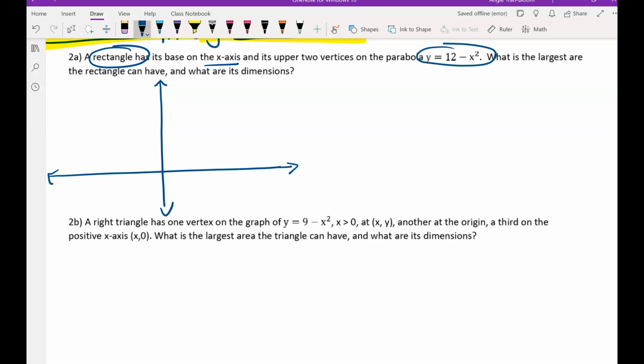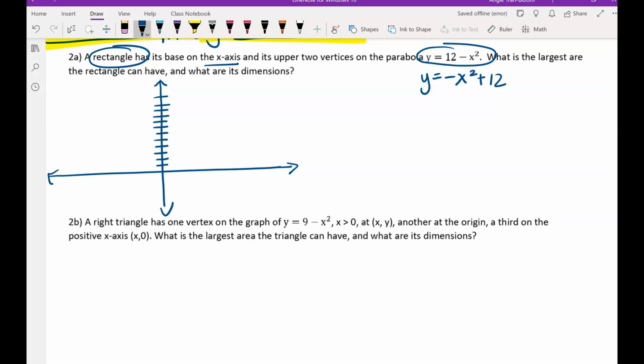Let's graph that out. So this is y equals negative x squared plus 12. You're going to have a vertex at (0, 12). Do I need 12 tick marks? 1, 2, 3, 4, 5, 6, 7, 8, 9, 10, 11, 12. All right, I'm sketching out our parabola for now.